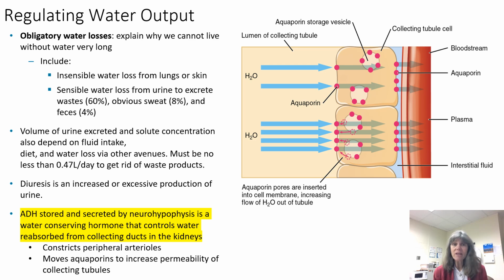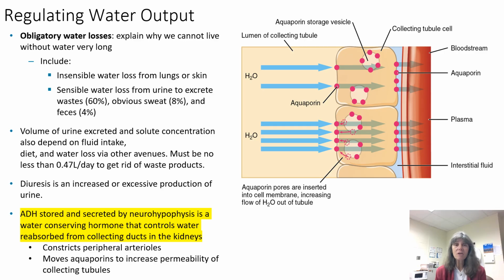In terms of regulating water output, obligatory water losses explain why we can't live without water for very long. On average, it's about 3 days, and that depends on a lot of different factors. The very, very young and the very, very old tend to dehydrate much more quickly. The person's status of his health would play a factor in that. The environment, there are a lot of things that can contribute to that.